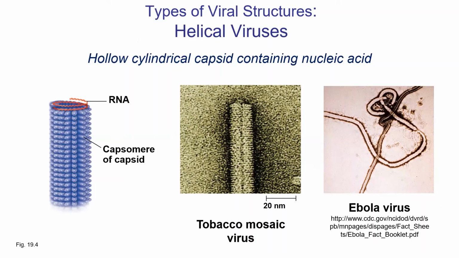So two examples there is tobacco mosaic virus. And the big one that we were talking about a lot a few years ago is, of course, the Ebola virus. And you can see it's long and skinny enough that it will actually tangle itself and form a knot. And I'm not sure whether that has any actual biological function or if it's just because it's sloppy.